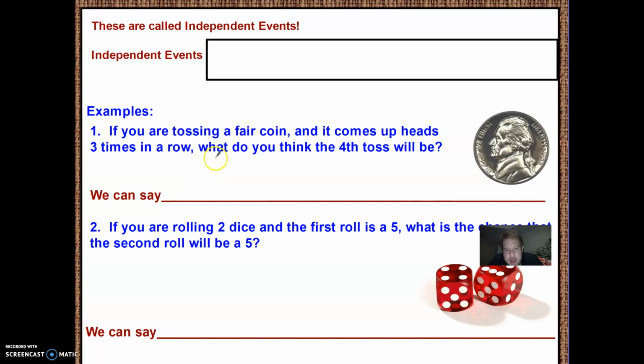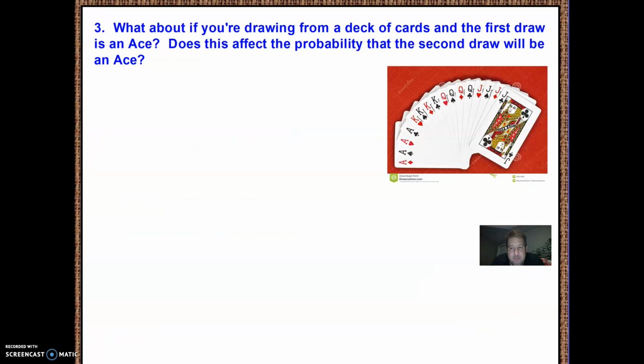Just because you got heads 3 times in a row does not mean you're going to get heads on the fourth time. If you're rolling 2 dice and the first roll is a 5, what's the chance of the second roll being a 5? Well, it's still 1 out of 6 because the second die is not affected by the first die. What about if you're drawing from a deck of cards and the first draw is an ace? Does that affect the probability of the second draw?